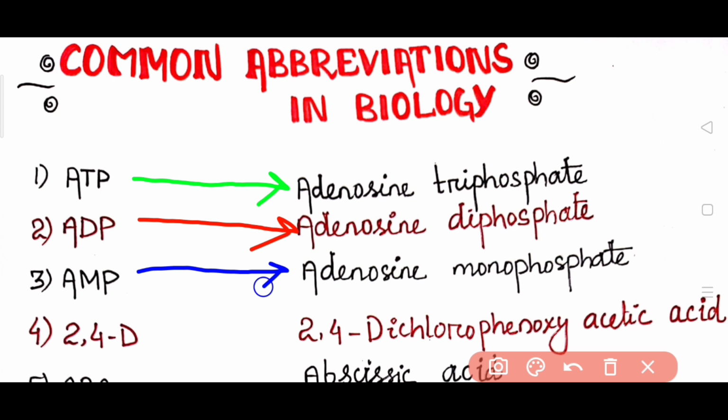It is also the organic component of ATP. AMP combines with the inorganic phosphate to form the ADP, that is adenosine diphosphate, and adenosine triphosphate. Then the fourth one is 2,4-D. The full form of 2,4-D is 2,4-dichlorophenoxyacetic acid. It is a common pesticide or herbicide used in the control of broadleaf weeds.